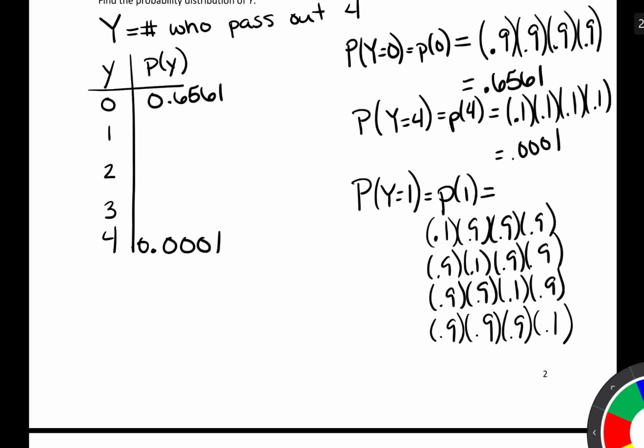So, in order to find this probability, I need to add up all of these possibilities. And if you put that in your calculator, you'll find that this is equal to 0.2916. And then we would do something very similar to find the probability that 2 pass or 3 pass. I'm just going to go ahead and give you what those values are.